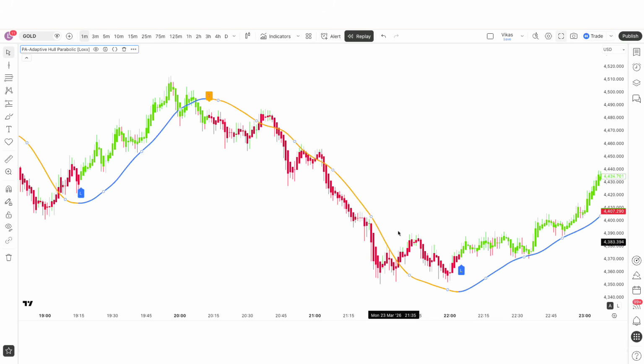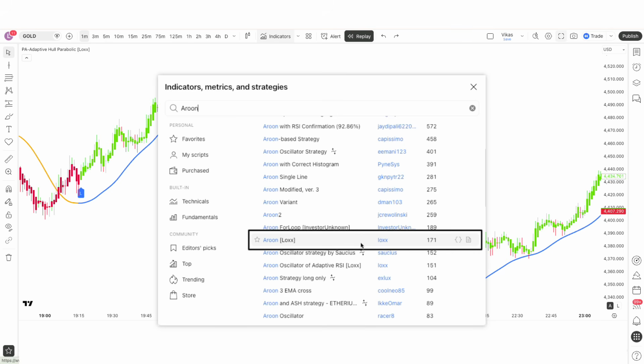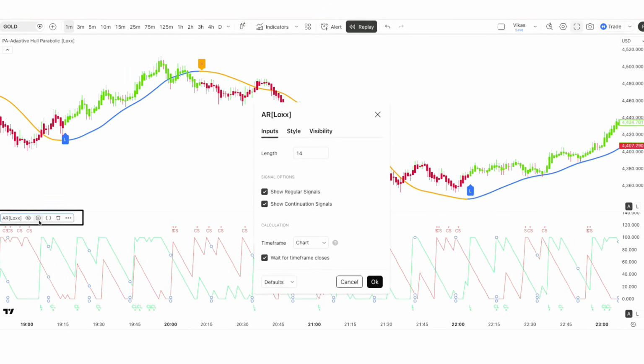Click OK. Now we'll add one more indicator to make this strategy more powerful. Let's go to the indicator search, search for Aroon, and select this one called Aroon created by LOX. Now let's access the settings of this indicator so we can modify it to suit our strategy.